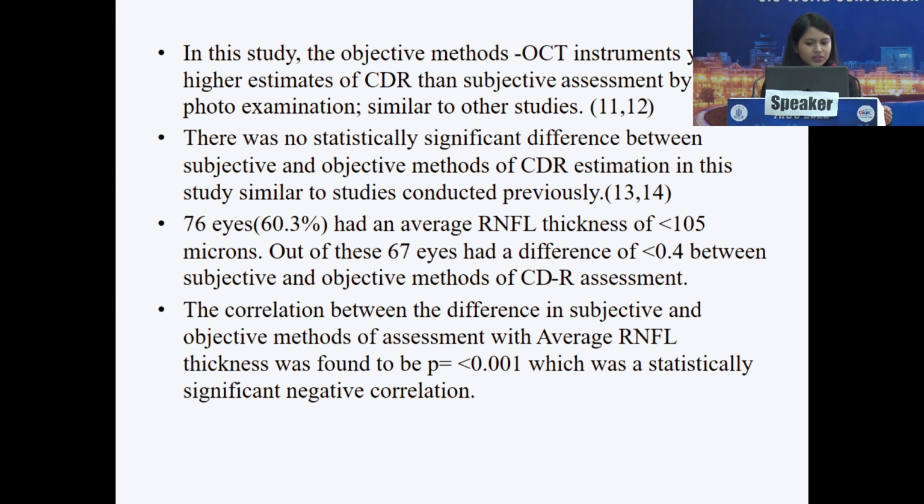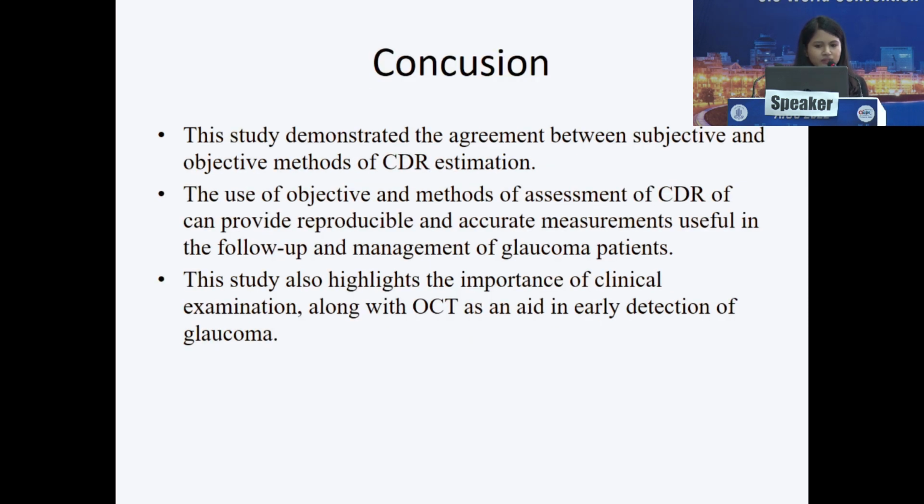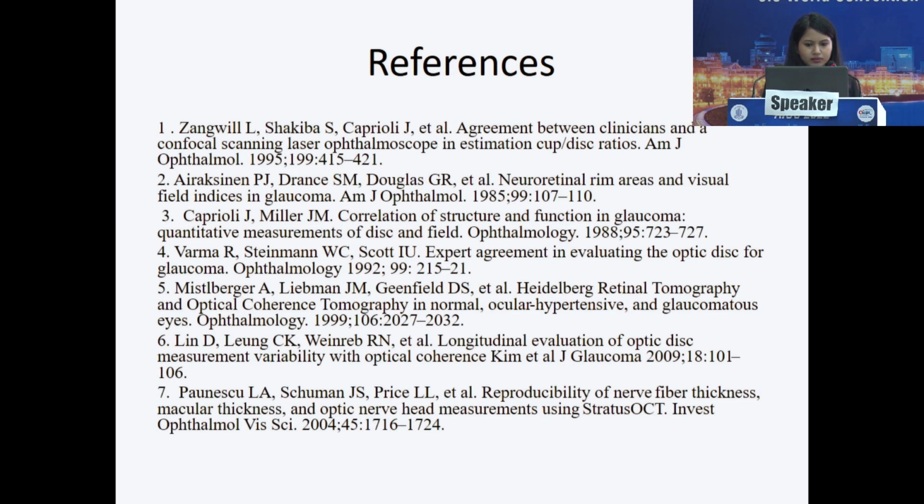60% of the eyes had an average RNFL thickness of less than 105 microns, out of which 67 had a difference of less than 0.4 between the subjective and the objective methods. The correlation between the difference in these two methods of assessment and average RNFL thickness was found to be a statistically significant negative correlation. So this study demonstrated the agreement between subjective as well as objective methods. The use of the objective methods of cup-to-disc ratio estimation can provide reproducible and accurate measurements. And the study also highlights the importance of clinical examination along with OCT as an aid in the early detection of glaucoma. Thank you.